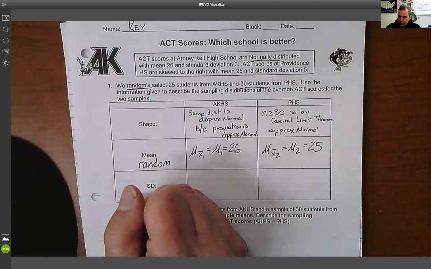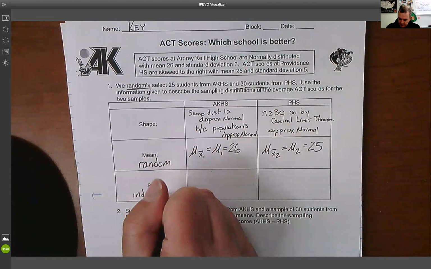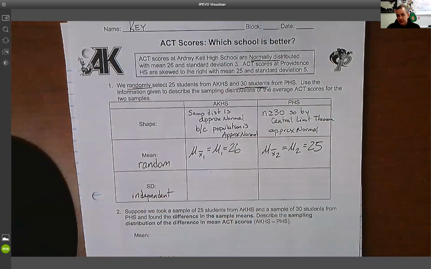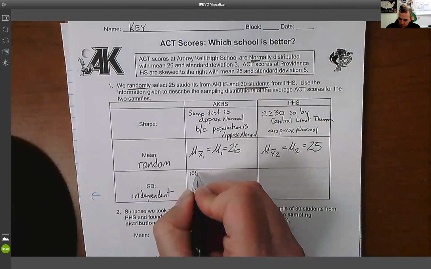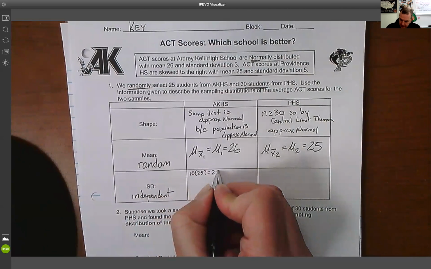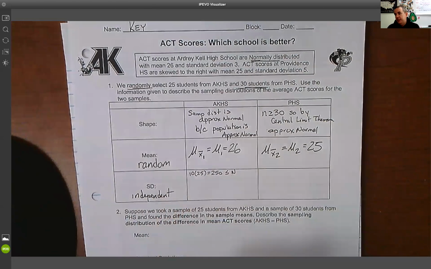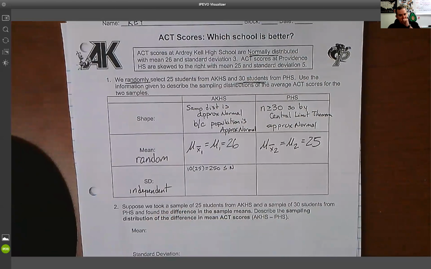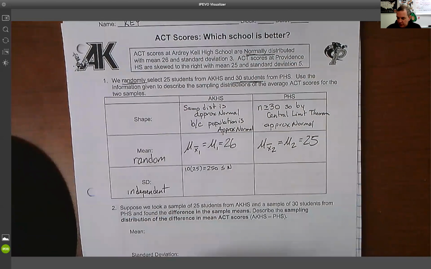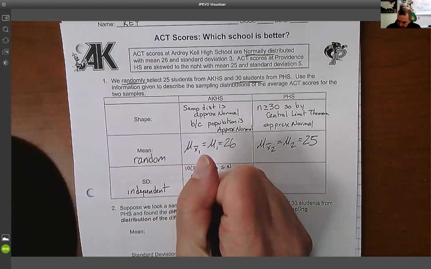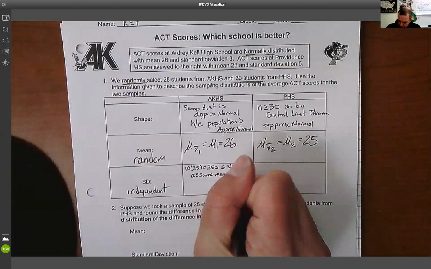Standard deviation is where we do our independence check, which is the 10N check. We say 10 times 25 equals 250, and we want to compare that to the population of this high school. I think it's safe to assume that a high school would have more than 250 students. So I'm assuming more than 250 students.